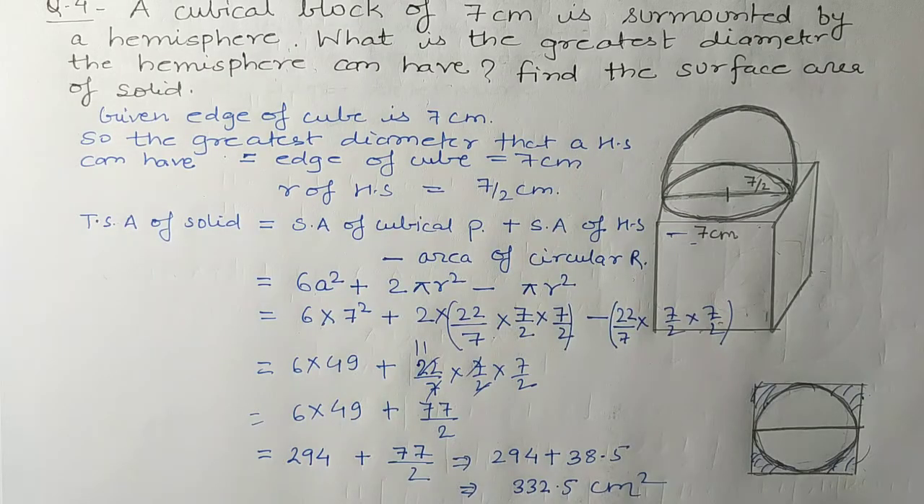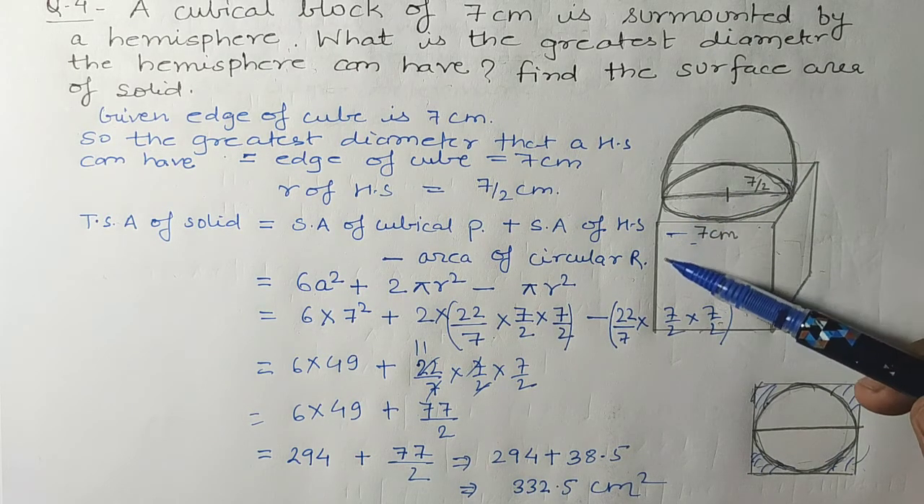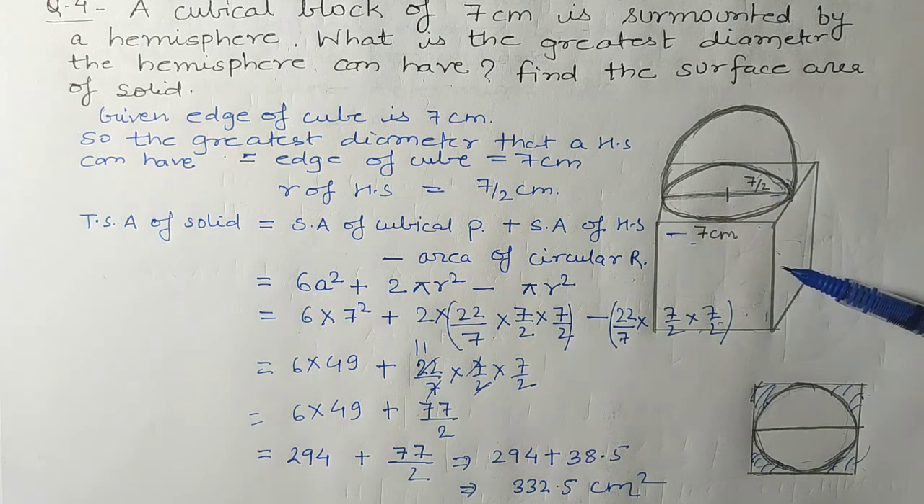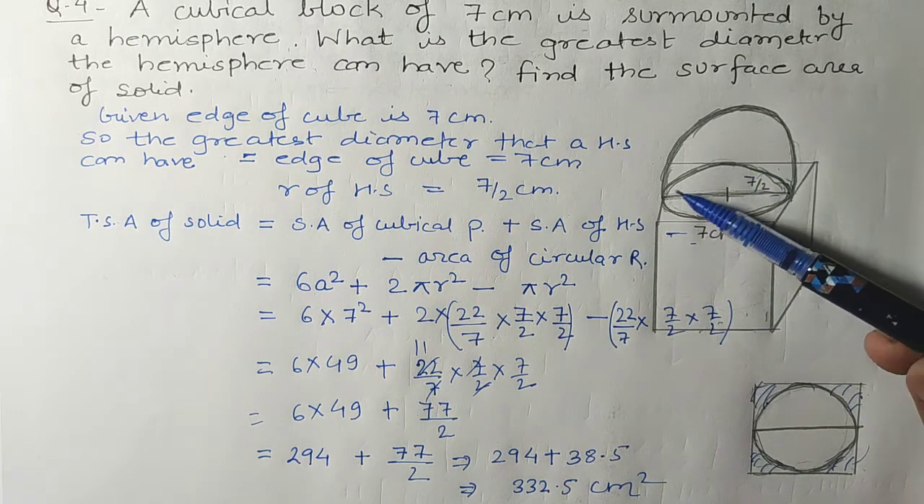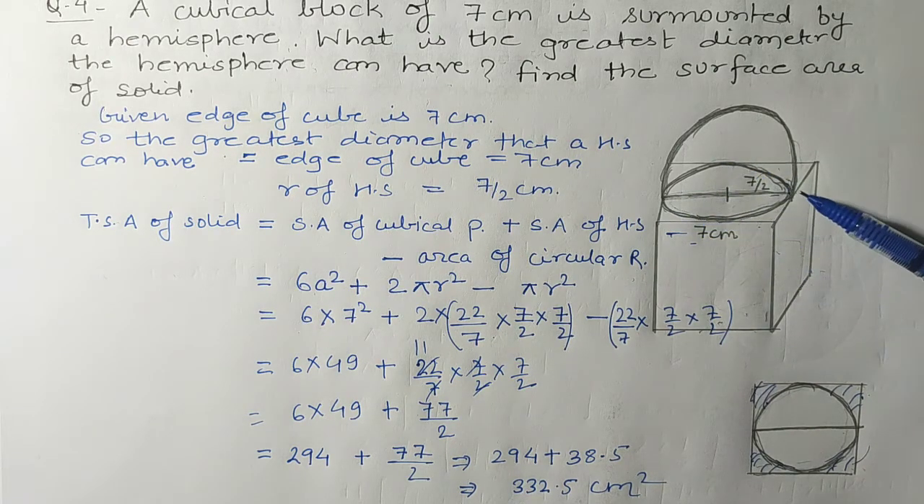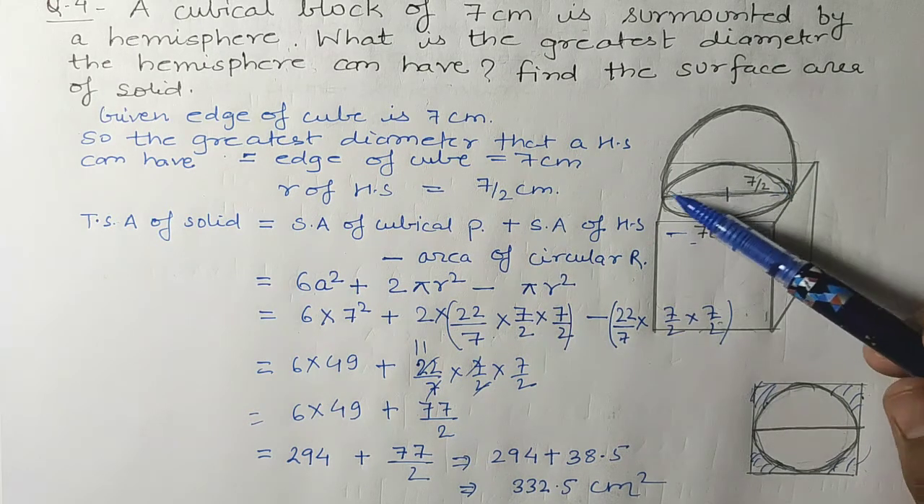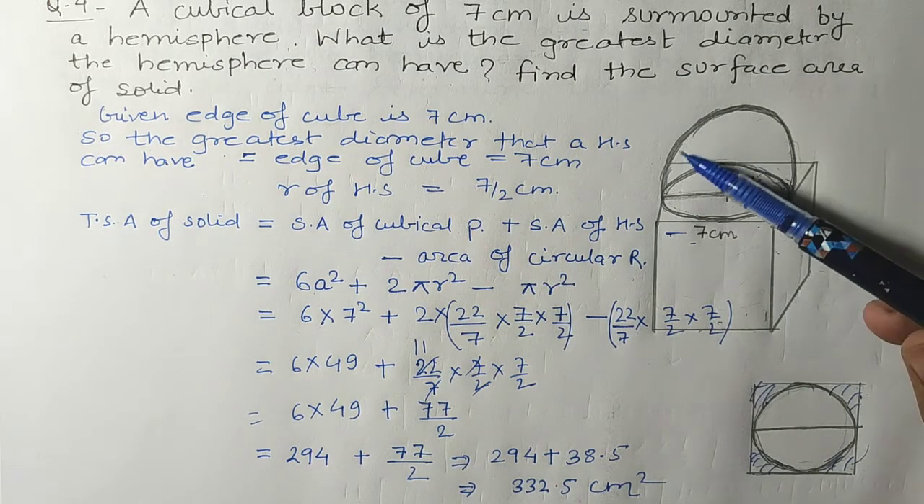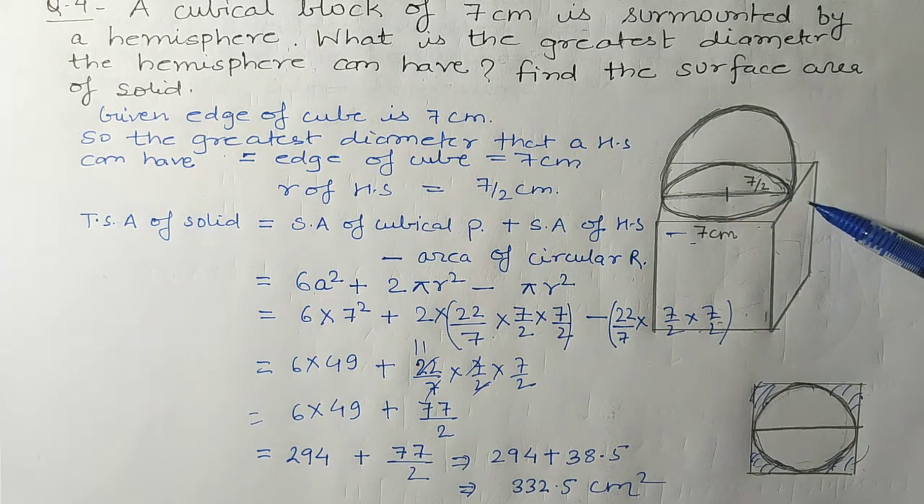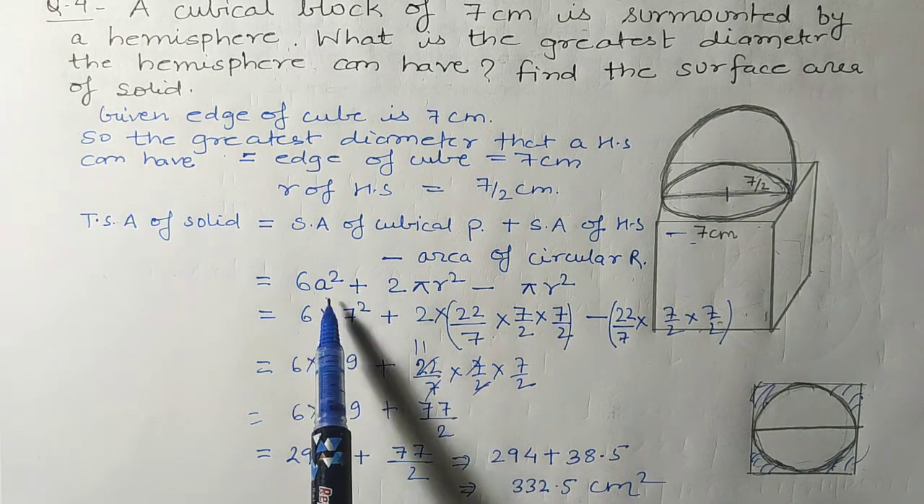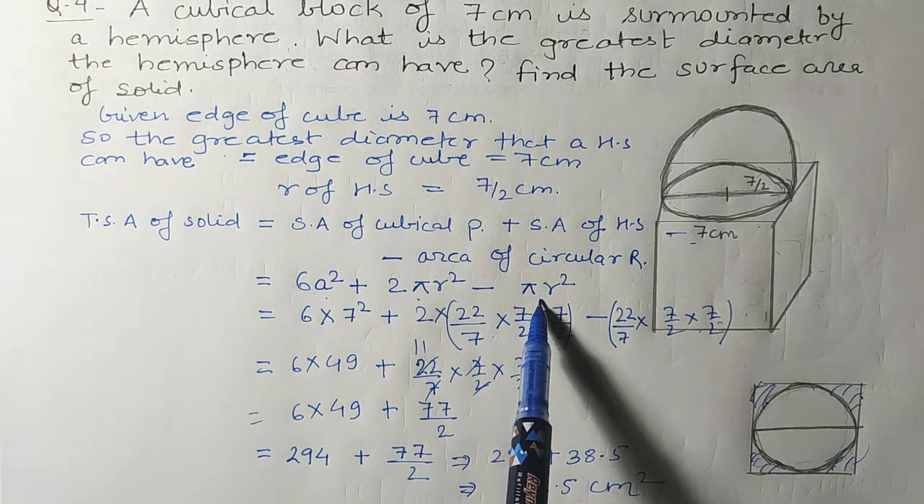So what is more important in this question? To understand the concept. The concept is what? We have taken the 6 surfaces of the cube, but at its top surface the base of the circle is there, so we have to subtract that. Okay, and we will add the curved surface area of the hemisphere also. Okay, so it will be 6a square plus 2 pi r square minus pi r square.